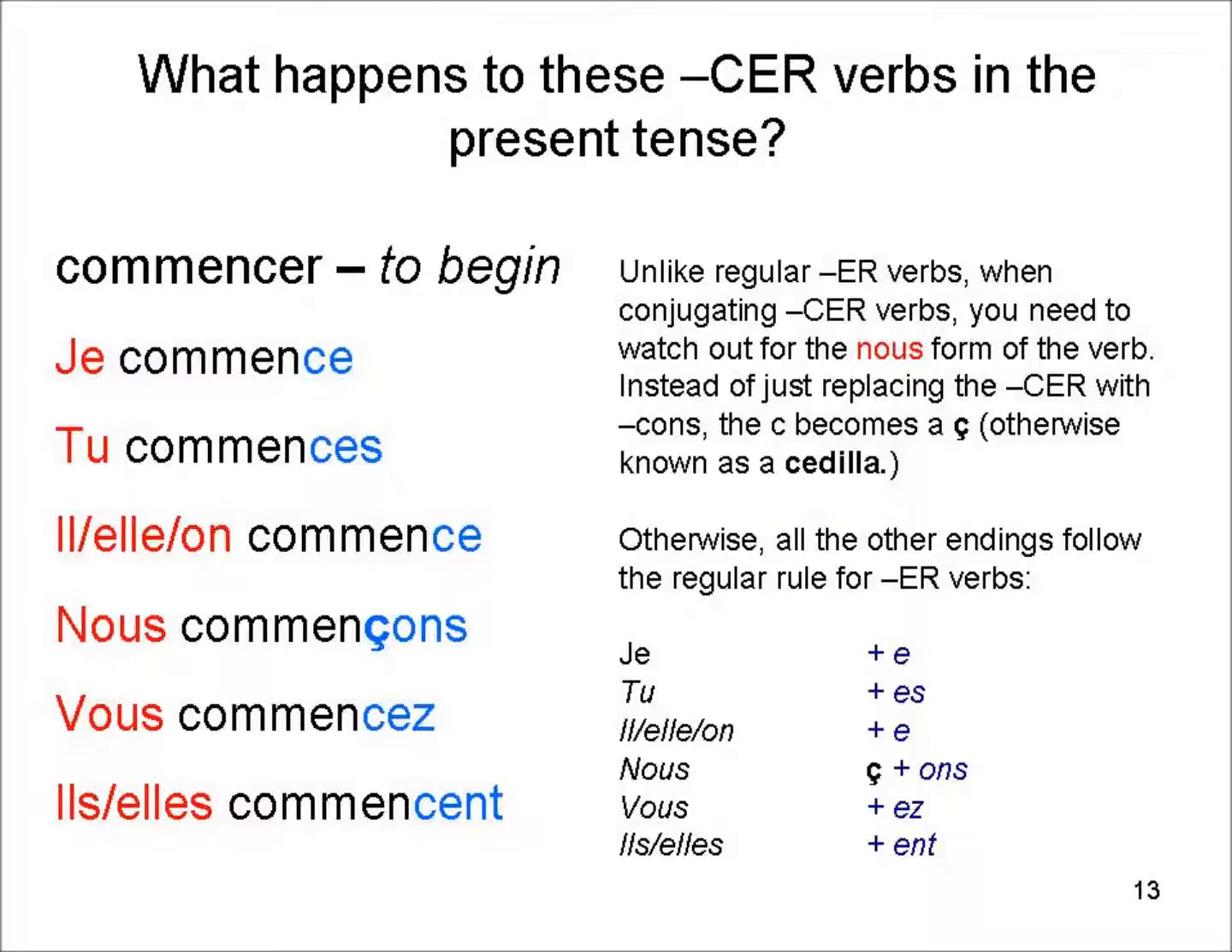Why are these CER verbs so irregular in the first place? Well, unlike regular ER verbs, when conjugating the CER verbs, you need to watch out for the new form of the verb. Instead of just replacing the CER with CONS, the C becomes a cedilla, a C with a little number 5, as I like to see it, underneath the C. The other forms, je, tu, il, elle, on, vous, and ils and elles, follow a mainly regular pattern.